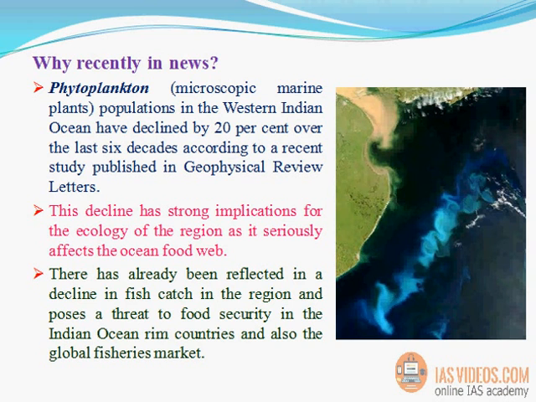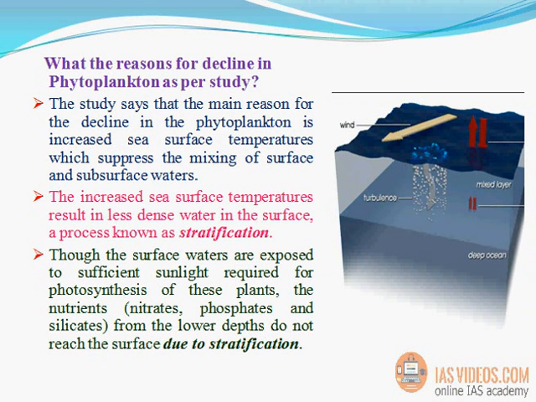This decline has strong implications for the ecology of the region as it seriously affects the ocean food web. It has already been reflected in a decline in fish catch in the region, and poses a threat to food security in the Indian Ocean Rim countries, and also the global fisheries market. What are the reasons for decline in phytoplankton as per the study?